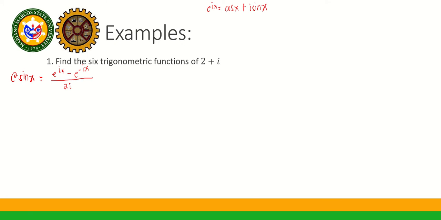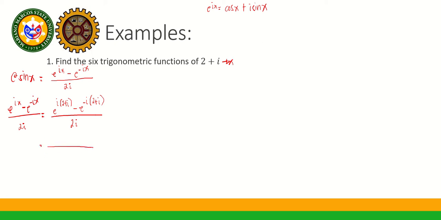Okay? So, meron tayong x dito. Ito yung ipapalit natin sa mga x dito sa part na to. So, our e raised to ix minus e raised to negative ix all over 2i is equal to, okay. So, meron tayong e raised to i times 2 plus i minus e raised to negative i times 2 plus i all over 2i. So, expansion yung gagawin natin ngayon.